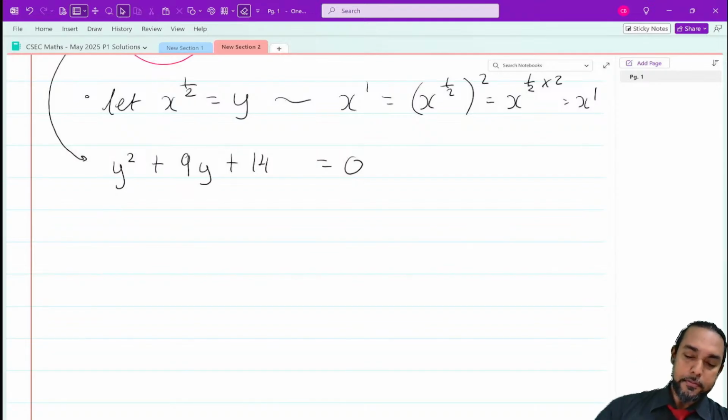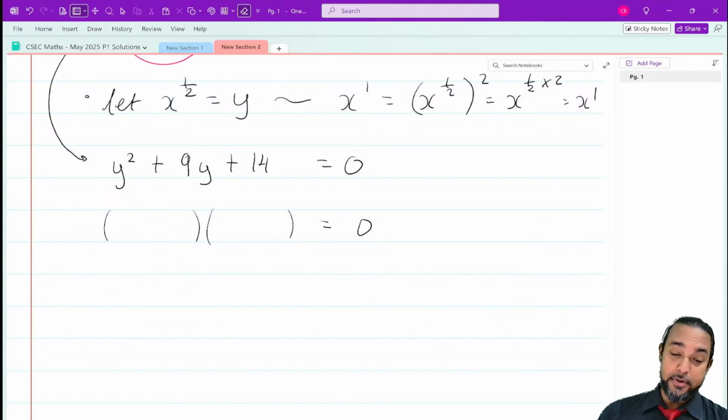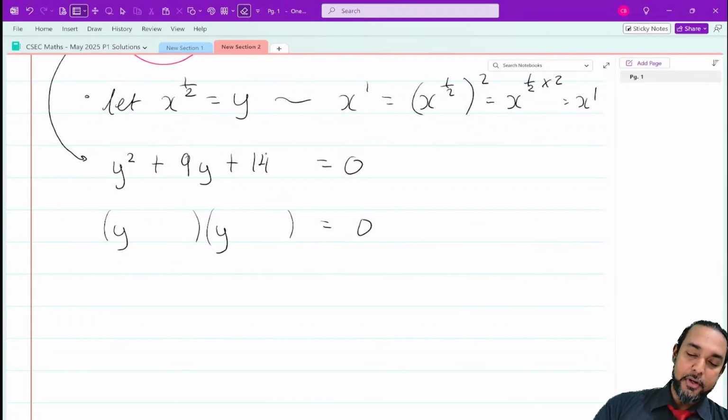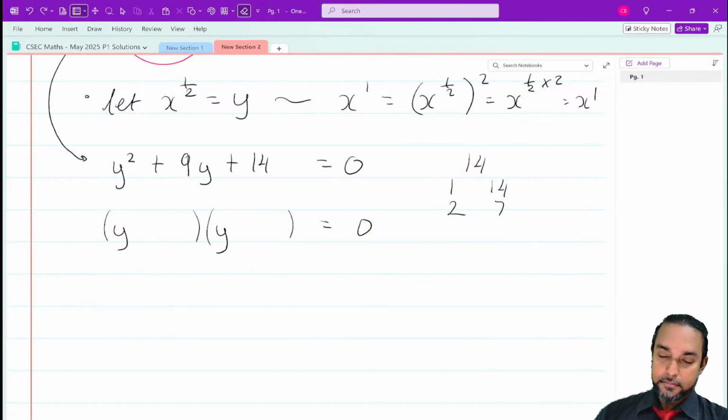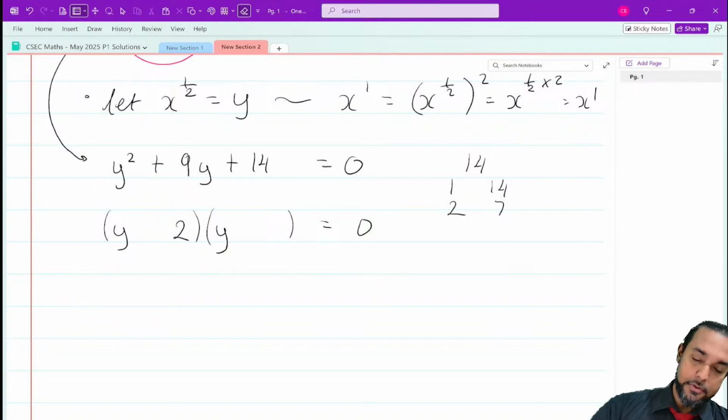Right. So when the coefficient of the squared term is 1, it's pretty easy to factorize, especially when all the terms are positive. So we know we can put y to the front here, and we're looking for 2 factors of 14 that will add to give us 9. Now the factors of 14 are pretty limited. You have 1 by 14, and you also have 2 by 7. Which of these pairs will add to give us 9? 2 and 7. There you go. So 2 and 7.